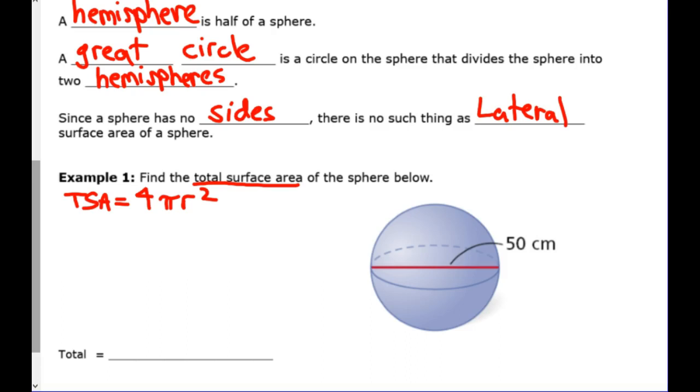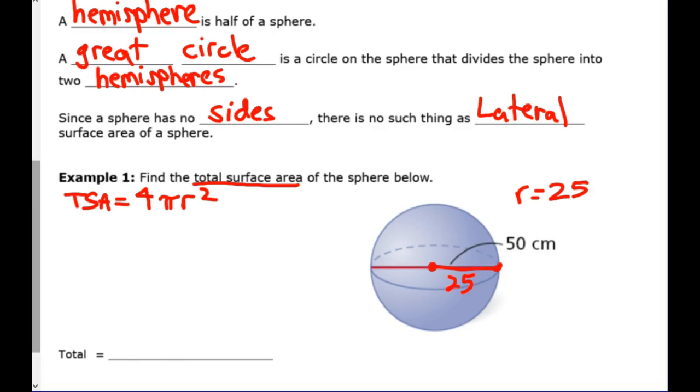Now, I'll look at my picture. What's the radius? So the radius is from the center to the edge. So it's not 50, it's half, which is 25, right? So we would like to write down what we have. So we know r equals 25. And that's the only thing missing in the formula. So all we got to do is replace r with 25, plug it in, get our answer, ta-da, right? It is that easy, okay?